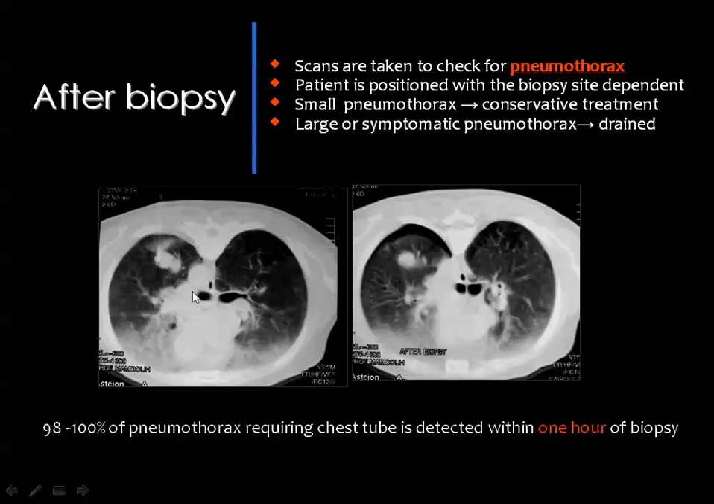After removal of the needle and taking the biopsy, you should have scans to ensure whether there are any complications. In this patient, you can see some pneumothorax has developed after removal of the needle. If you look to the opposite lung, you can see these emphysematous changes, which are the major cause of pneumothorax in most cases.